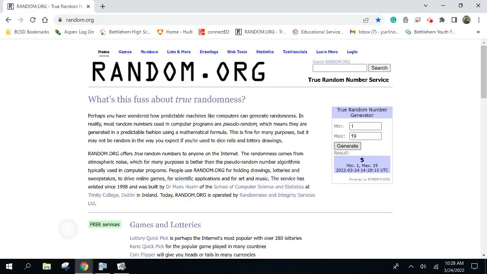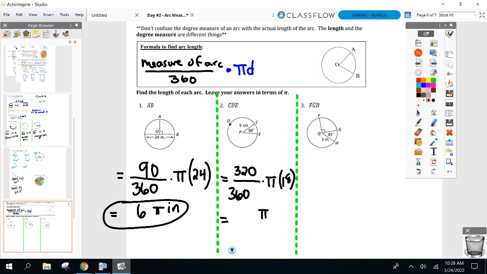And what are we looking at here now? 16 pi centimeters. Boom.